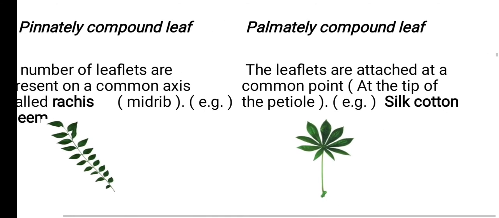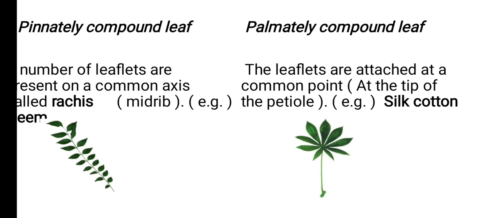Then comes the palmately compound leaf. The leaflets are attached at a common point. Here also we could see a lot of leaflets, but present in a different manner. Unlike in the case of a pinnately compound leaf, where the leaflets are present on a common axis all through it, here the leaflets are attached at a common point. It means at the tip of the petiole, not all along the petiole, but at the tip of the petiole. Example, the leaves of a silk cotton tree.